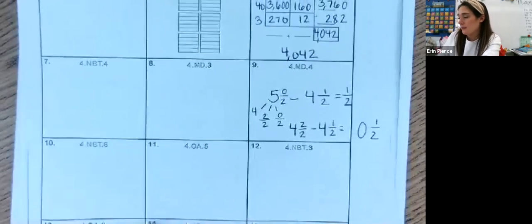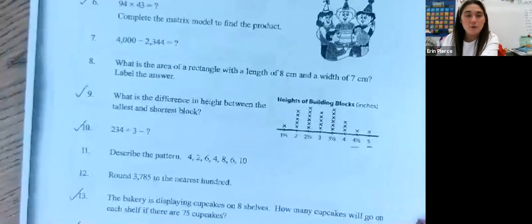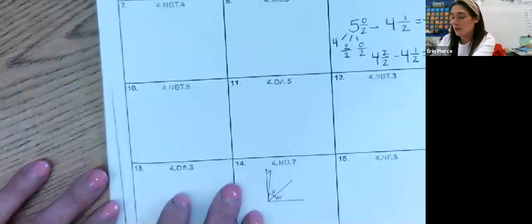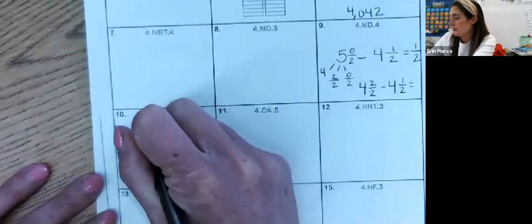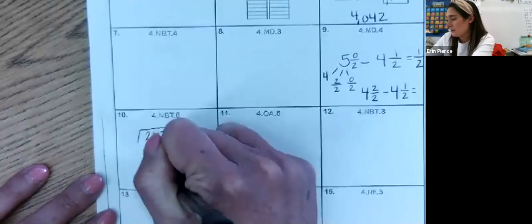Okay. Number 10, 243 divided by 3. I'm going to solve this using partial products.